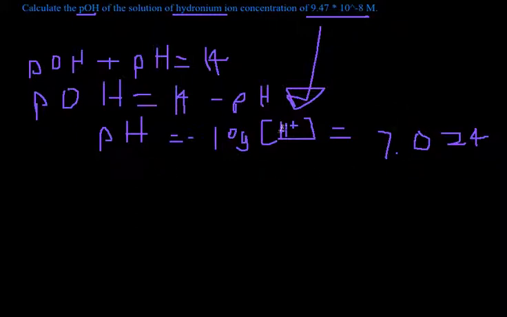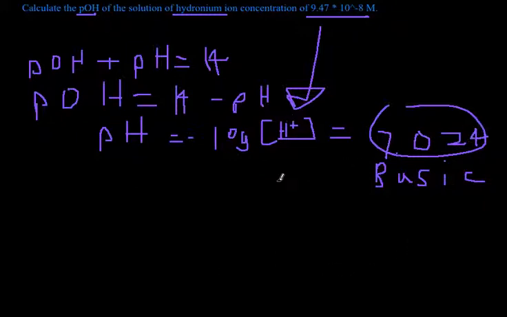This is basic, which means that if you find the pOH, it will be less than 7. So if this is a multiple choice test, and you found that the pH is greater than 7, and the pOH is going to be less than 7, you can automatically eliminate all those answers, like 8 and 12, all the ones greater than this. So now you take this and subtract it from 14, so 14 minus 7.024. You can do this in your head or plug this in on your calculator, and you will get 6.974.